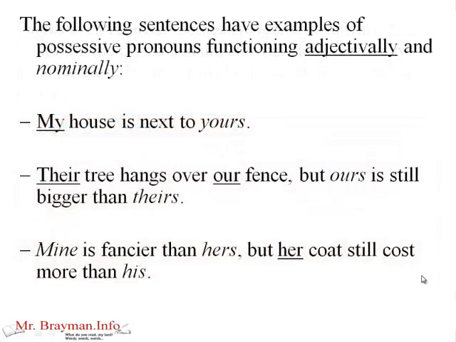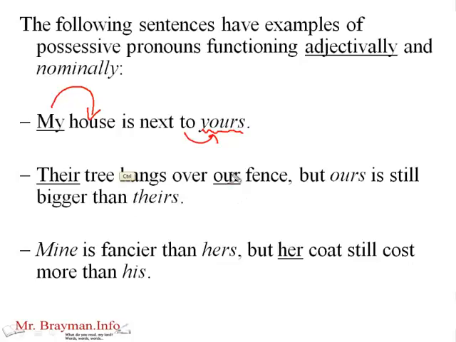And so the following sentences have examples of possessive pronouns functioning adjectively and nominally, and I have them underlined or italicized to help you with that, right? So my house, we can see how this modifies house, so it's functioning adjectively, whereas yours is the object of the preposition to. Okay, so that means it's working like a noun.